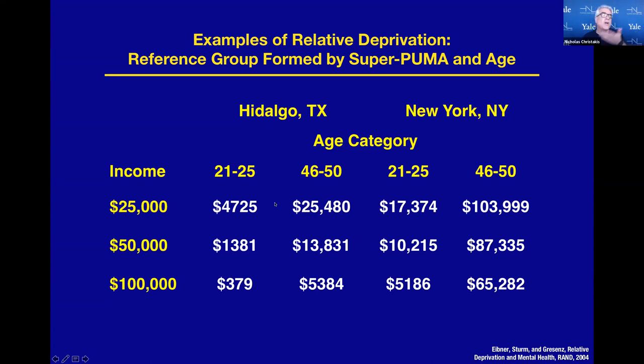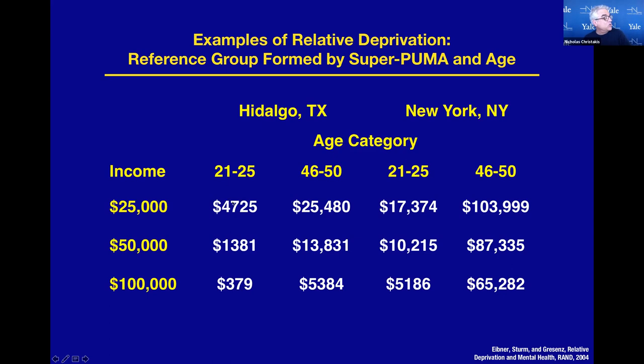Earning 25 grand in New York doesn't put you as high up on the totem pole as earning 25 grand in Hidalgo. If you earn 100 grand in Hidalgo and you're 46 to 50, you're relatively deprived by a small amount. You're one of the top earners in Hidalgo, but in New York, you're relatively still deprived by $65,000. It's not so great. And the idea is that one's relative deprivation, one's standing in the hierarchy, is roughly the same if one earns $25,000 in Hidalgo or $100,000 in New York.